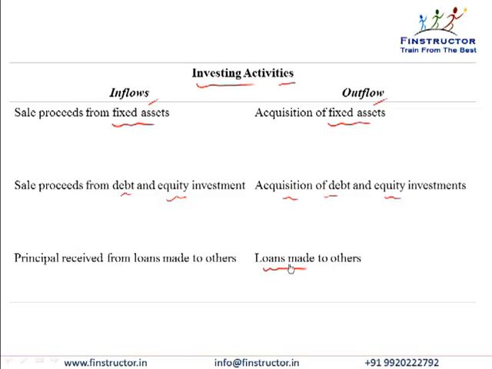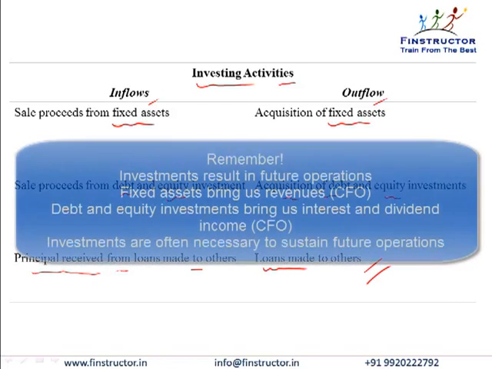If we give somebody else a loan, that is also considered to be an investment in the other person, so it will be a cash outflow from investing activities. When that loan is paid back to us, any principal received from the loans that we have made to others, not the interest, will be a cash inflow. The interest on this loan will be a part of operations, as we saw in the previous slide. When we get back the principal from the loan, it will be considered as a cash inflow from the investing activities. So these are some examples of what constitute investing activities.